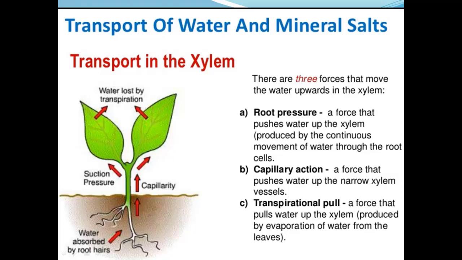There are three forces that move the water upwards in the xylem. One is root pressure, the second is capillary action, and the third is transpirational pull. You can see here the water and minerals from the soil enter the root hairs, pass through the cortex and then enter the xylem.